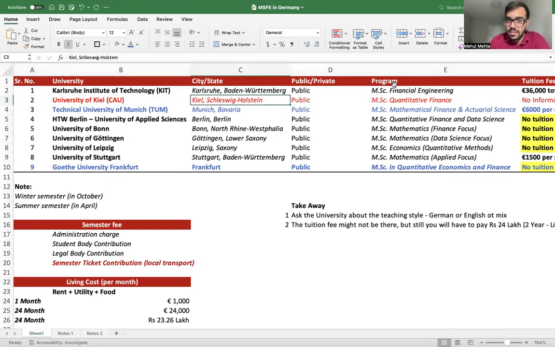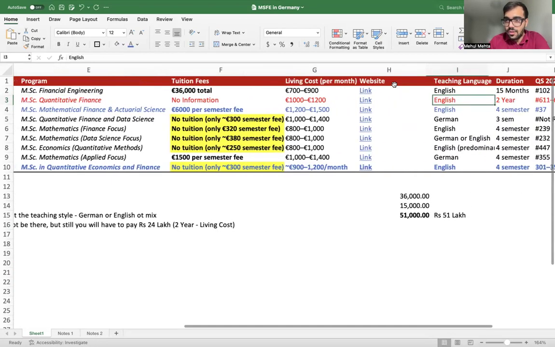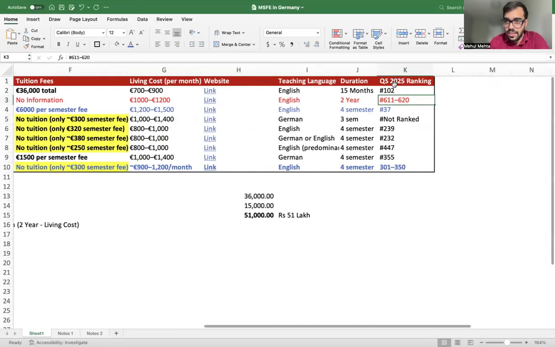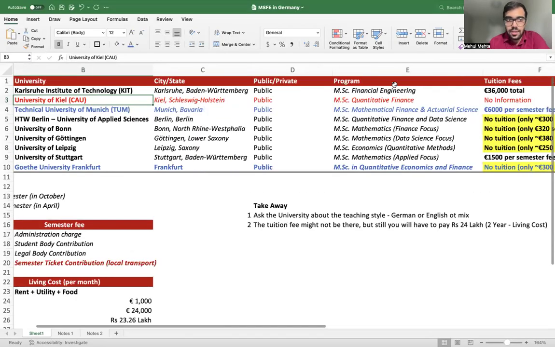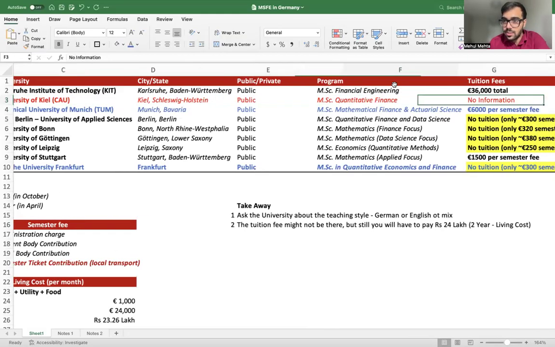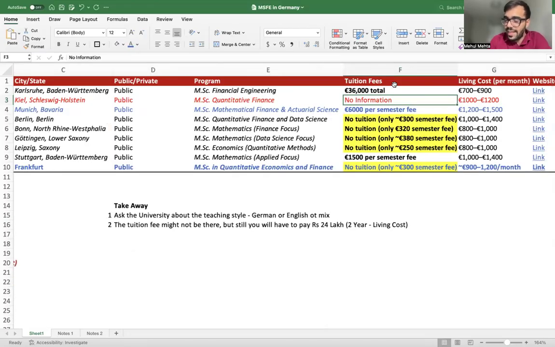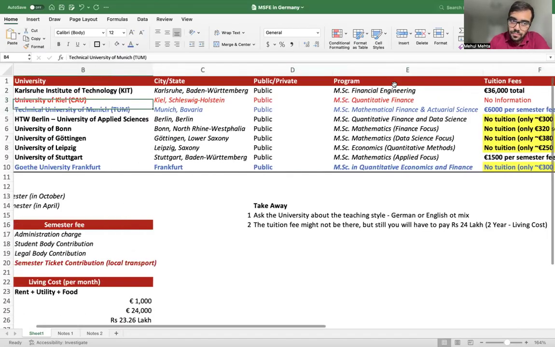It's mostly an alert that if in case you have this in your list, make sure to talk to the University of Kiel program director, and understand from the career service how much they charge, because even I was not able to find any information on the tuition fee.